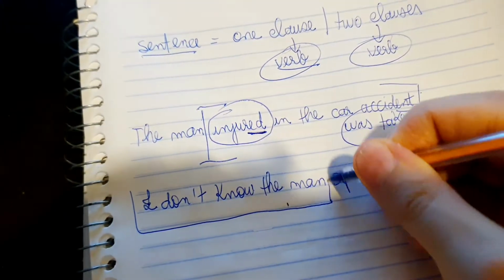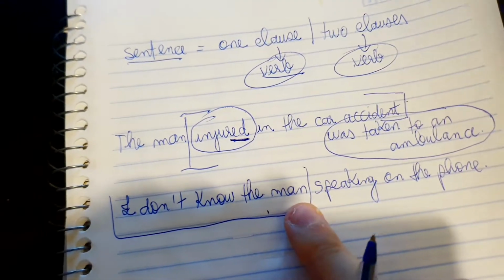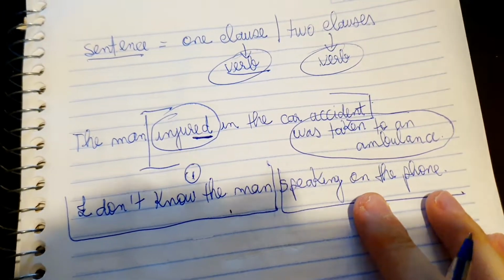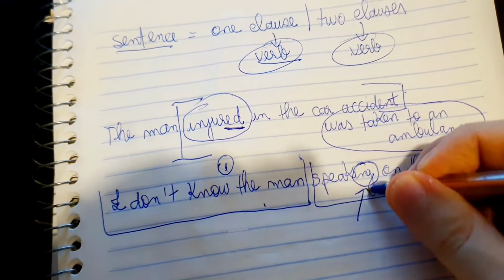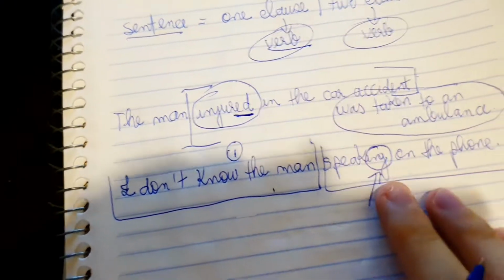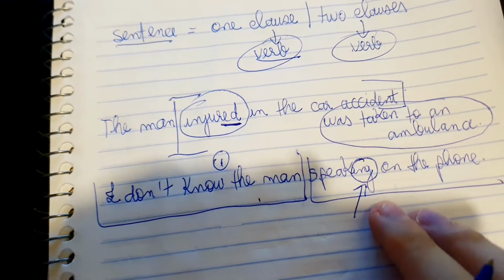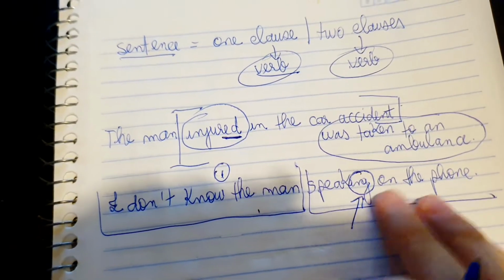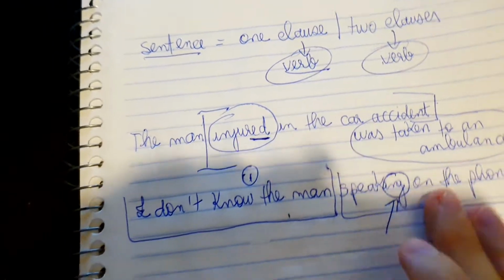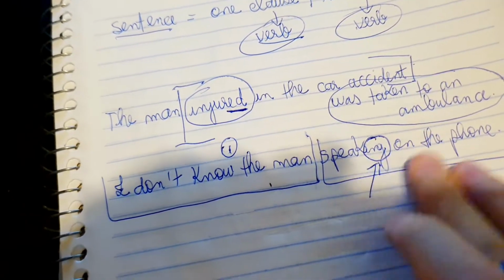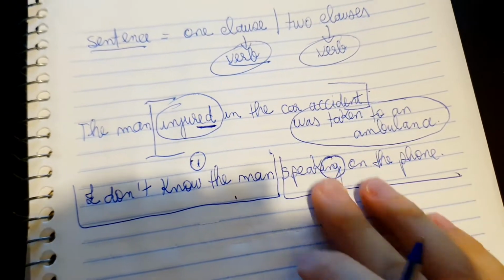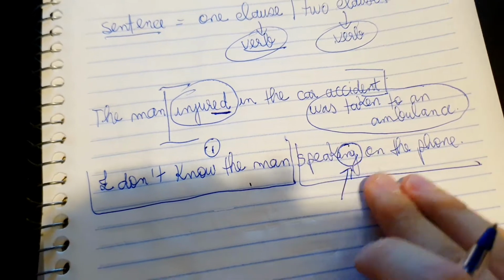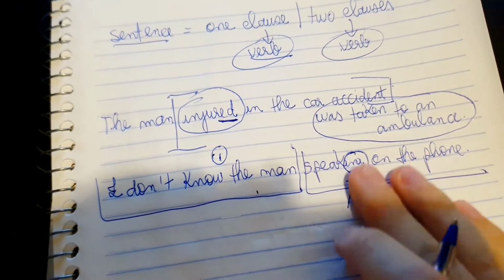I don't know the man is an idea, right? This is one clause, and speaking on the phone is another clause. So here the clause begins with a verb with ing. So it's also common. And the idea we want to express here is something that was being done at a particular time. So it's a continuous idea.